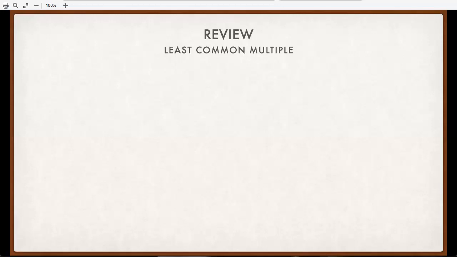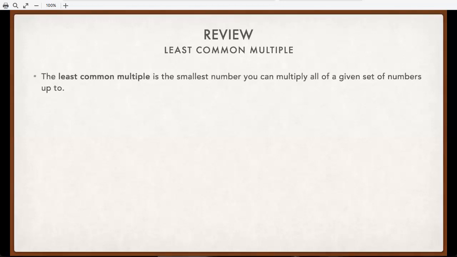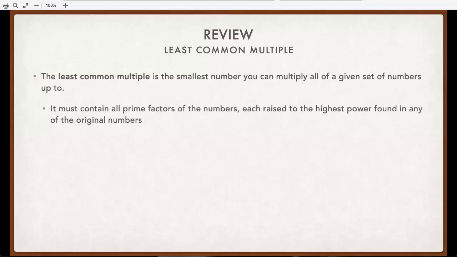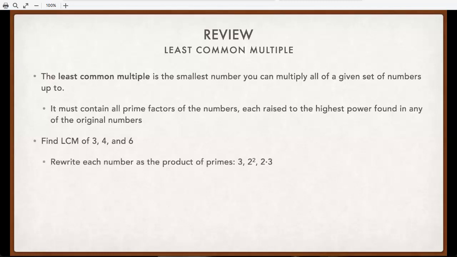Let's review least common multiples. Least common multiple, remember, just like the name says, is the smallest number that you can multiply all the numbers of some given set up to. It has to contain all the prime factors of all the numbers, each raised to the highest power found in any of the original numbers. Let's look at an example. The least common multiple of 3, 4, and 6.